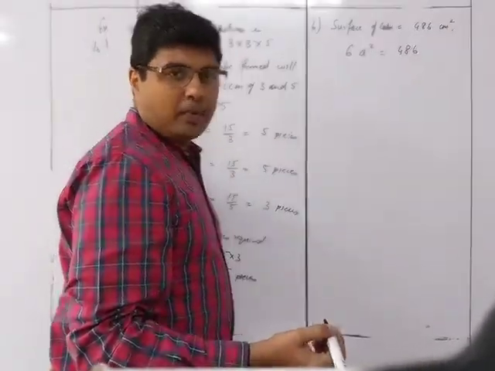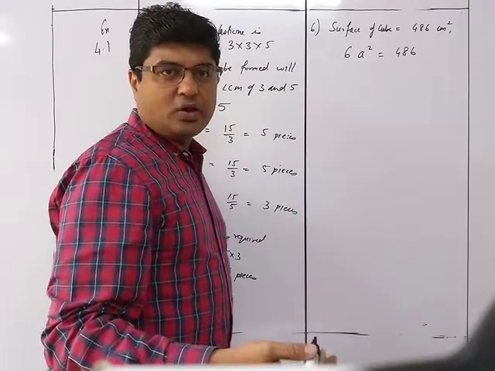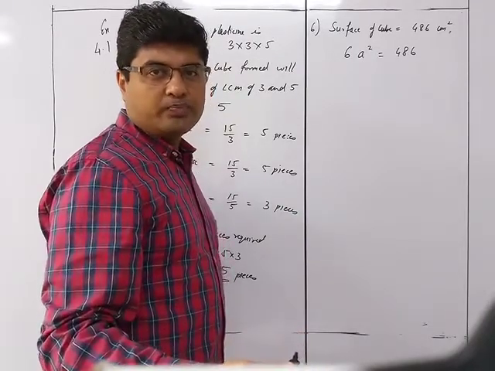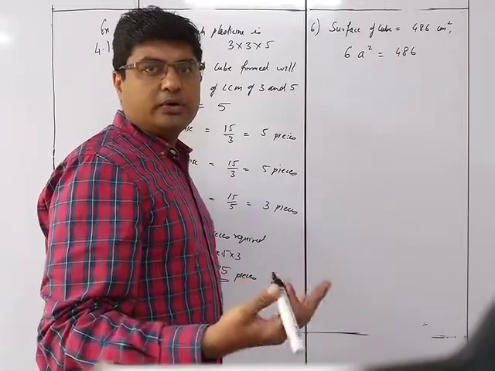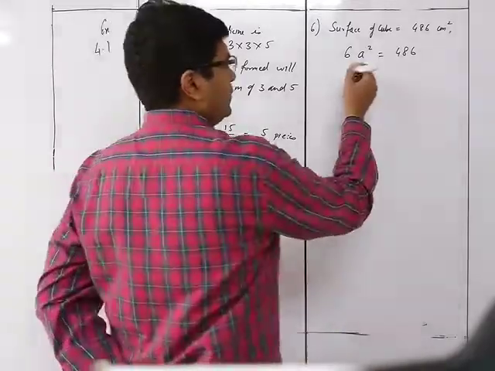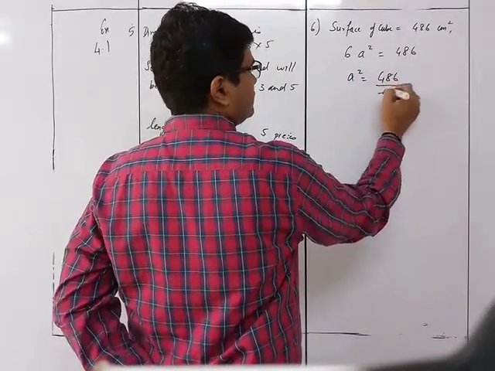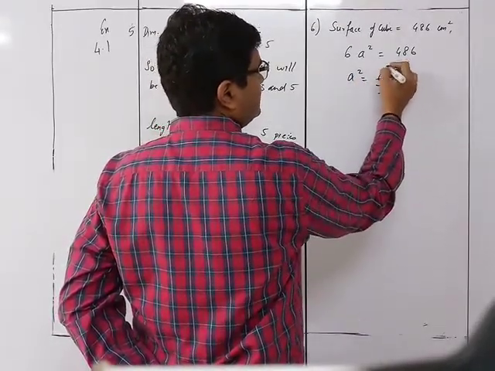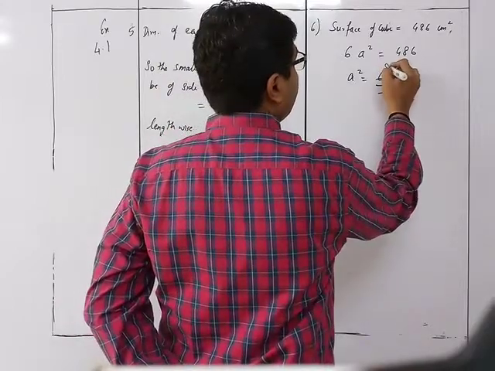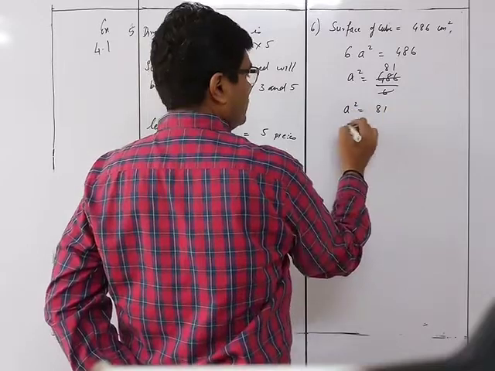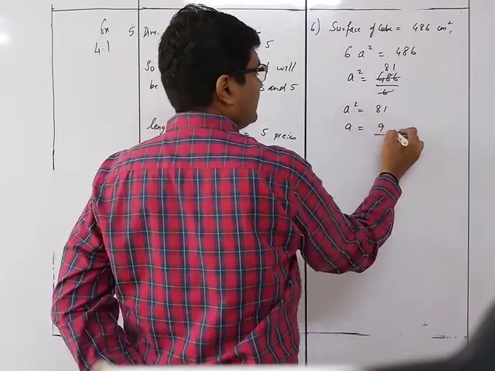Now, probably they may cancel this sum because they may not know whether you know the formulas for cubes and cuboids or not. If they cancel it, good. If they don't, you know it now. So a square is equal to 486 upon 6. So that gives me 81. So it is a square is equal to 81. So a is equal to 9 centimeters.